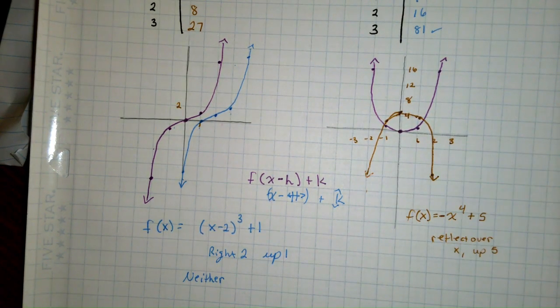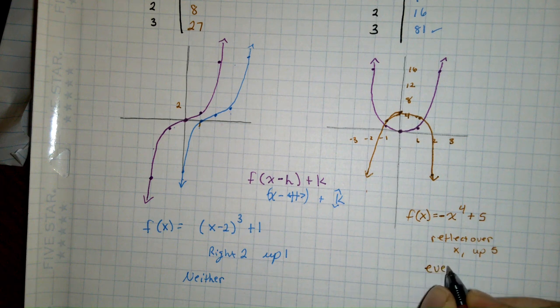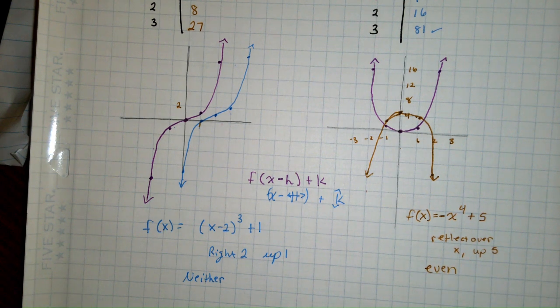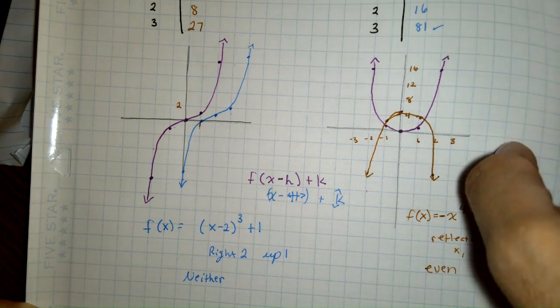So because it's still centered around the y-axis, because we didn't shift it left or right, this one happens to still be even. So sometimes when you do an h-k shift, it still remains even or odd. Sometimes it changes. You really just have to make sure you're checking your graph or checking some ordered pairs to make sure.